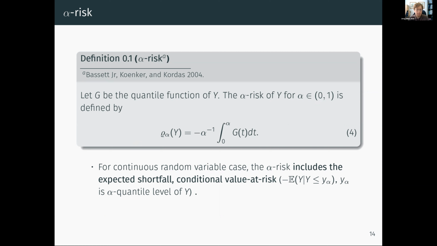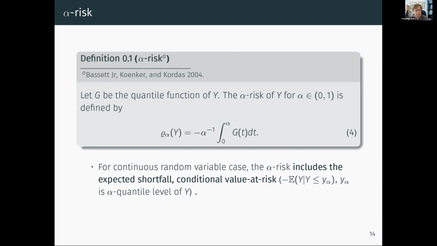I will talk about the optimal portfolio by minimizing quantile loss. Before the quantile risk, the optimal portfolio obtained by quantile loss, I'd like to talk about the alpha risk. The alpha risk is investigated by Bassett, Koenker, and Kolas in 24. Equation 4 is the definition of the alpha risk.